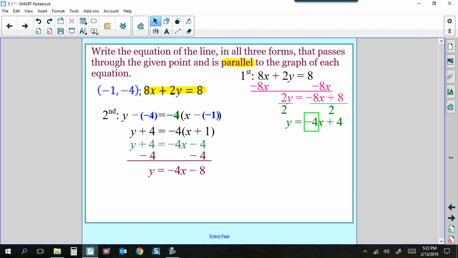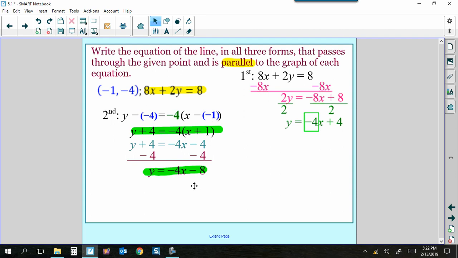Now, if you read the question, it is asking us to write it in all three forms. So what we mean by that is, right here, that is your point-slope form. Right here is your slope-intercept form. So the one form we don't have yet is our standard form. If you look up at your paper, standard form, remember, is ax plus by equals c. So all we really have to do is get our x's and y's on one side and our constant, or our number that doesn't have a variable with it, over on the right side.